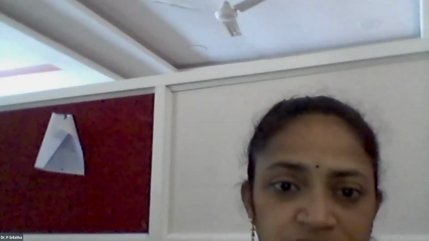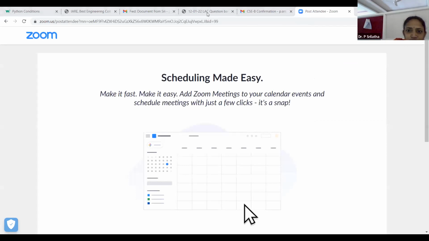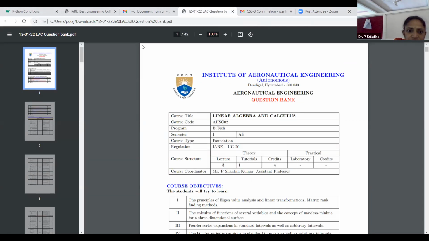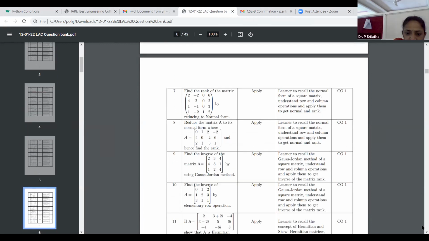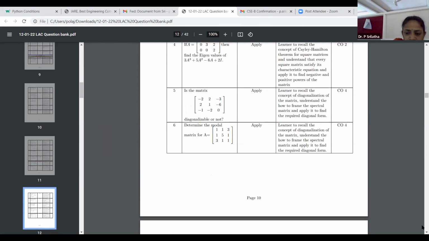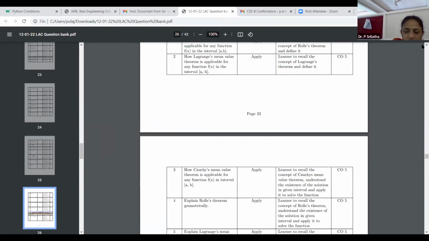So now coming to the question bank. First of all, you do the eigenvalues, eigenvectors problems. Where is the question bank? So is it visible? Yes, ma'am. So coming to module 2. So this is our module 2, right? Okay.